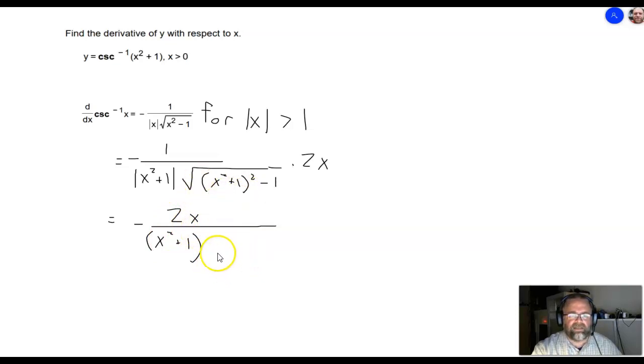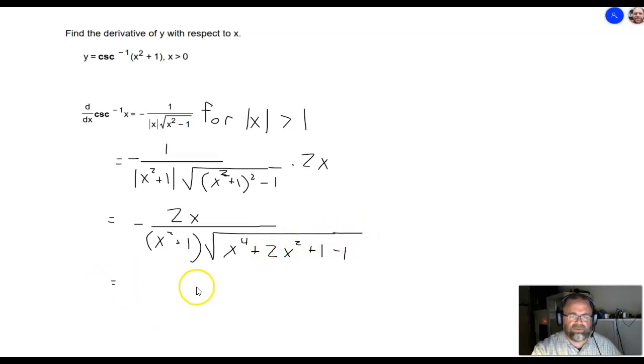And then on the inside here, we're going to need to go ahead and FOIL that out. So that's going to be x squared plus, oops, not x squared, x to the 4th. I didn't make my 2 very good here, did I? x to the 4th plus 2x squared plus 1, and then we have a minus 1 here.